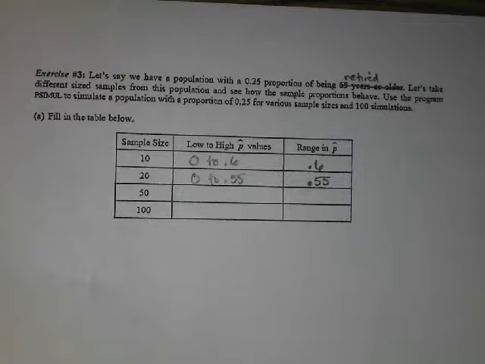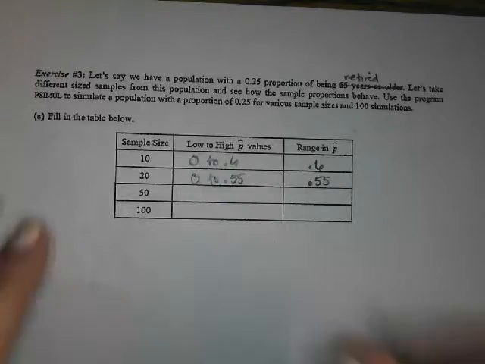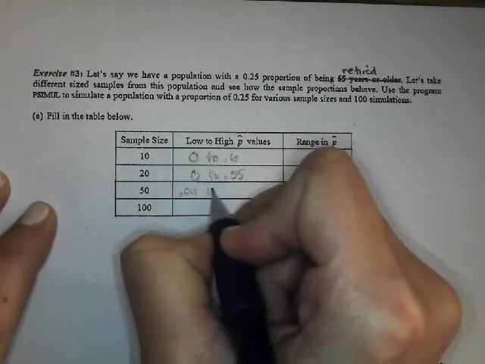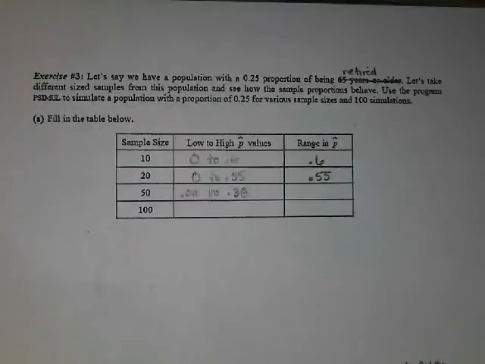If I jump up to 50, and run that, my lowest is 0.06 to 0.38. It's getting closer and closer knit, 0.06 to 0.38. What is that range? 0.38 minus 0.06.